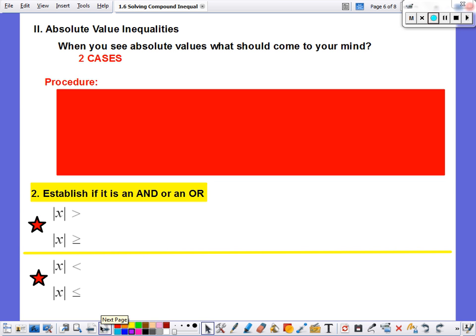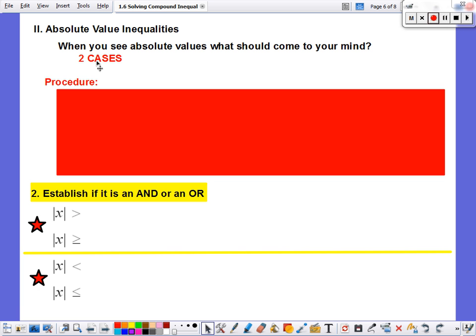Okay. Now moving on, let's take a look at really our second objective, which is the absolute value inequalities. Now with absolute value inequalities, it's not as easy to identify the ands and ors. And so we'll talk about how to address those, but first things first, and we mentioned this earlier in this lesson, when you see an absolute value, what should come to your mind? 2 cases. When you see an absolute value equation, 2 cases. When you see an absolute value inequality, 2 cases. So anytime you deal with 2 of something, that's called a compound. Compound inequality is what we have going on because we have 2 inequalities.